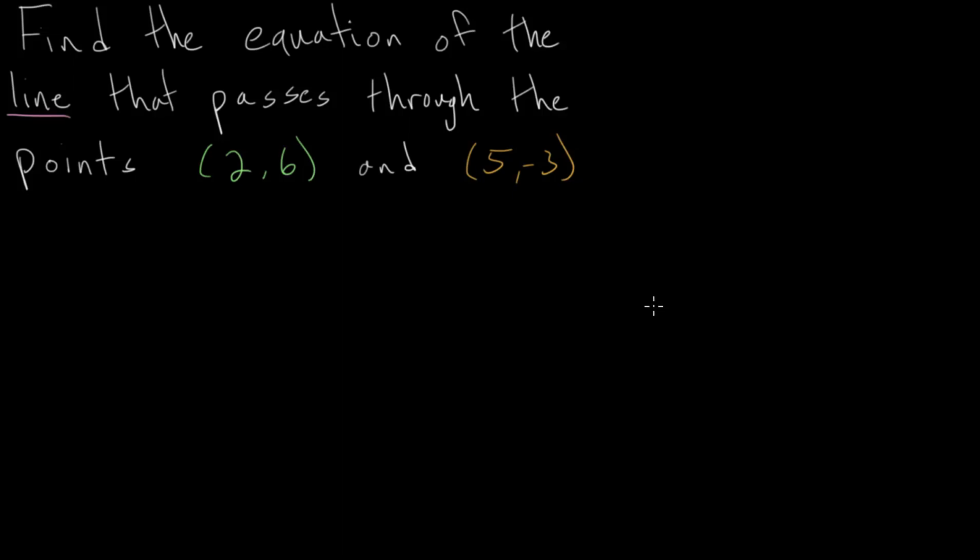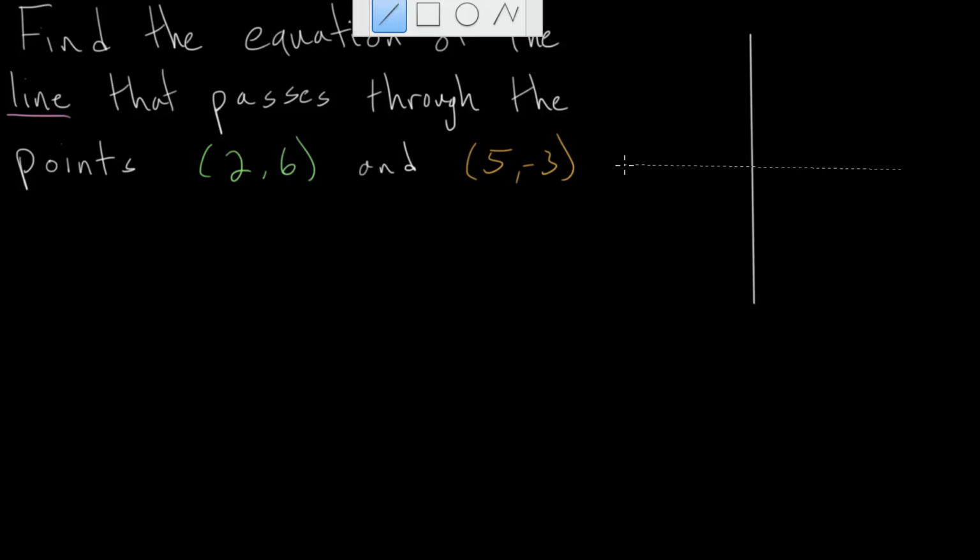Now, when dealing with the equation of a line, we really just need 2 points. And we need to figure out how steep the line is, and we need to figure out where the line intersects the y-axis. So if I draw in a quick coordinate plane, we can get a visual of what's going on by plotting these points, but you certainly do not have to do this.